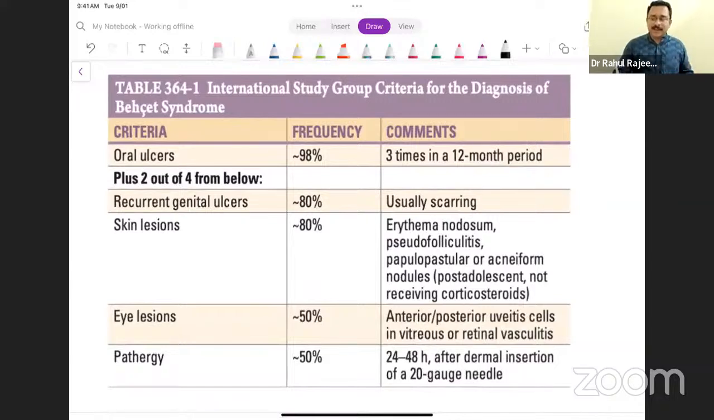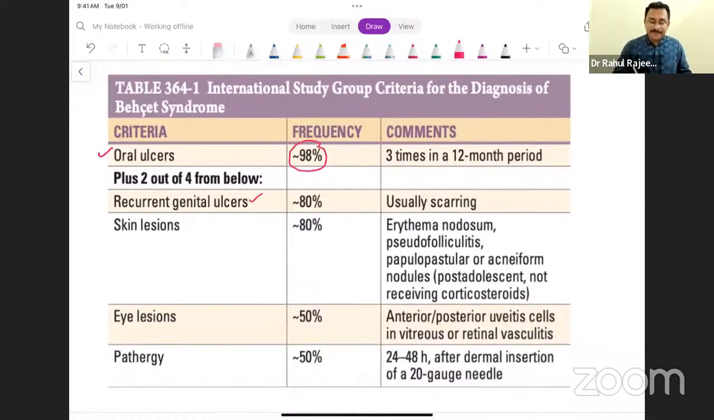Can you tell me what is the answer? It is oral ulcer. Almost 100%. You can see here 98. Almost 100% of patients will have oral ulcers. So if in your exam you get an MCQ and you're thinking of the answer as Behçet's disease, always make sure that the question has oral ulcers as one of the manifestations.